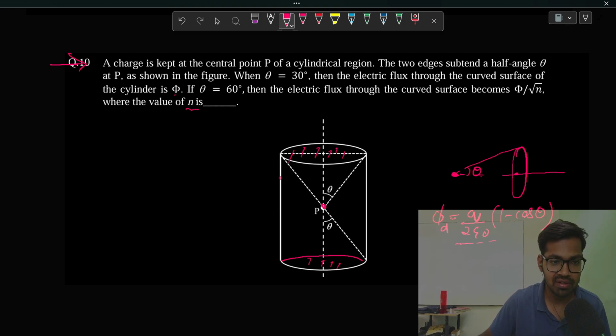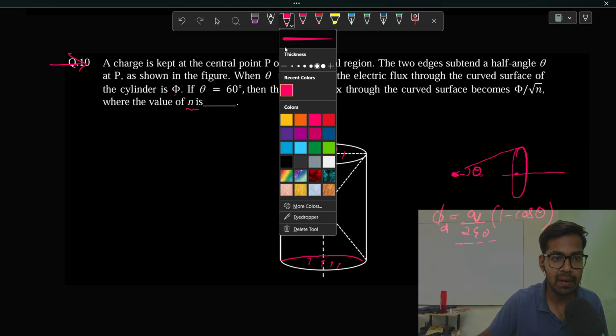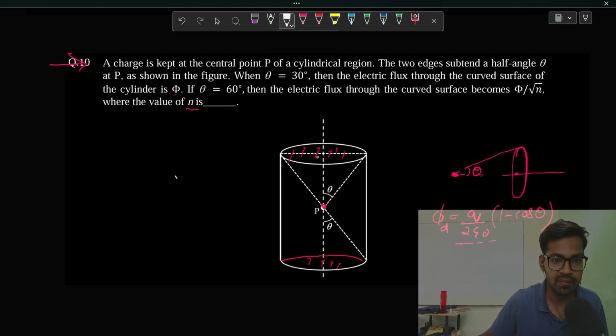Next is the flux passing through this curved surface, which we have to calculate. One more thing: the flux passing through this cylinder is over a closed surface, so we can apply Gauss law. According to that, the flux passing through the whole cylinder is nothing but the charge divided by epsilon naught.